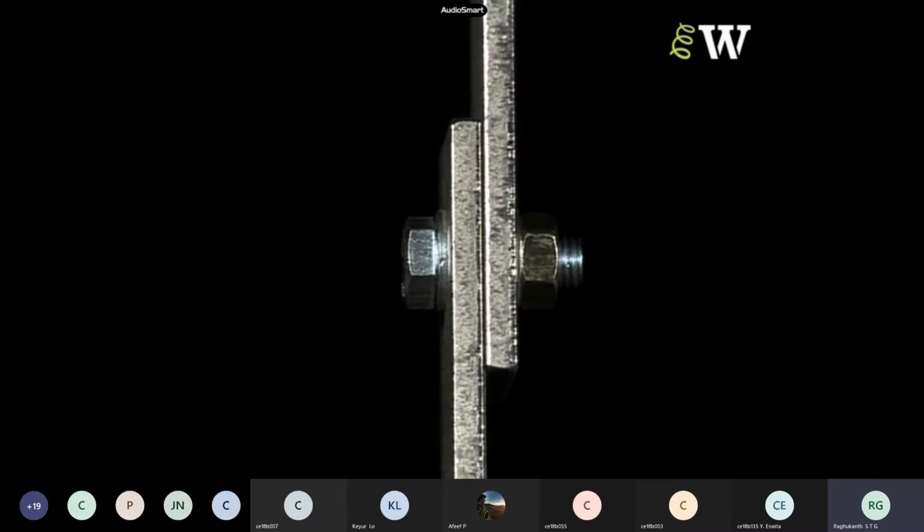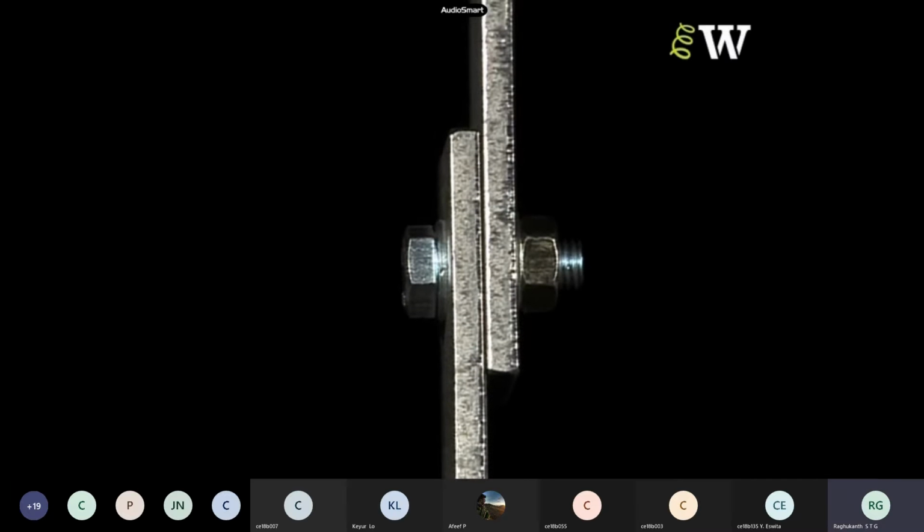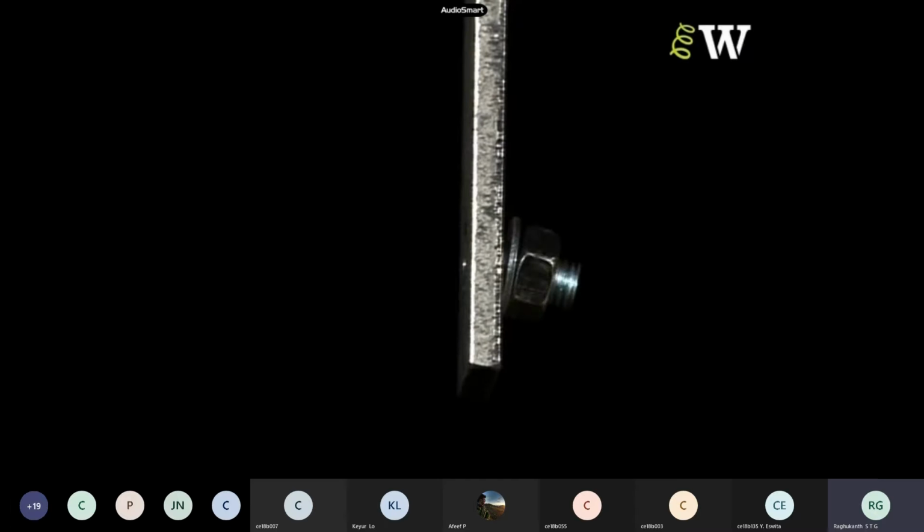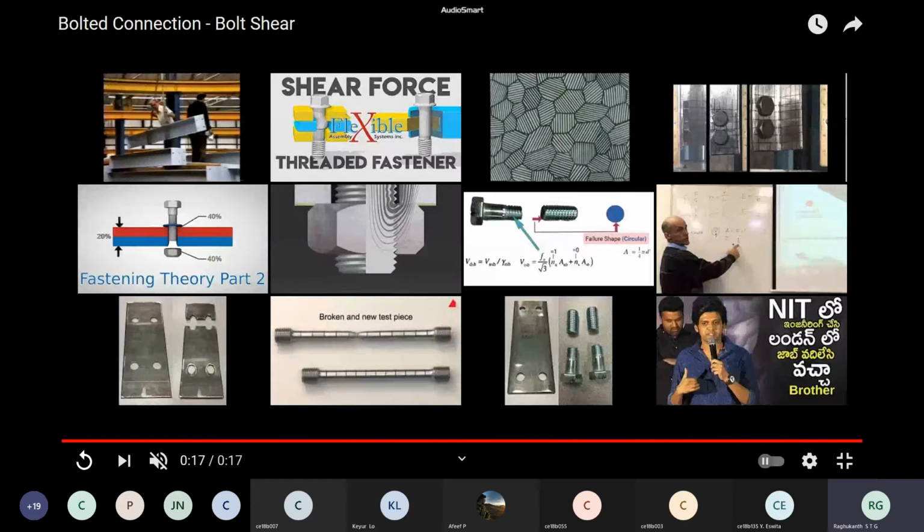You can see the plates have already started moving, because these are not HSFG bolts, they are just ordinary bolts. You can see the bolt has just sheared off. The bolt has become two pieces. So this is what we call the shear failure.